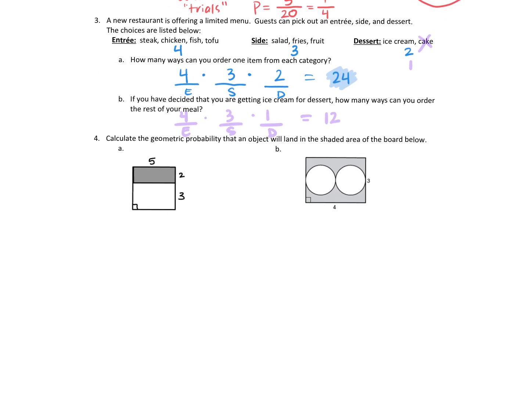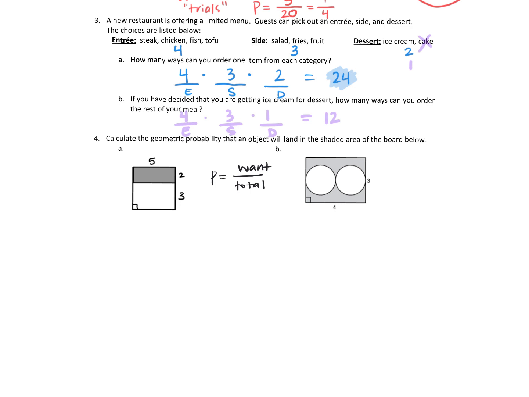Next up is geometric probability. Geometric probability is going to start out similar to our simple probability, in that we're going to think about what we want to happen over what could happen, our total number of outcomes. But instead of choices and thinking of options and outcomes, we're going to deal with area.